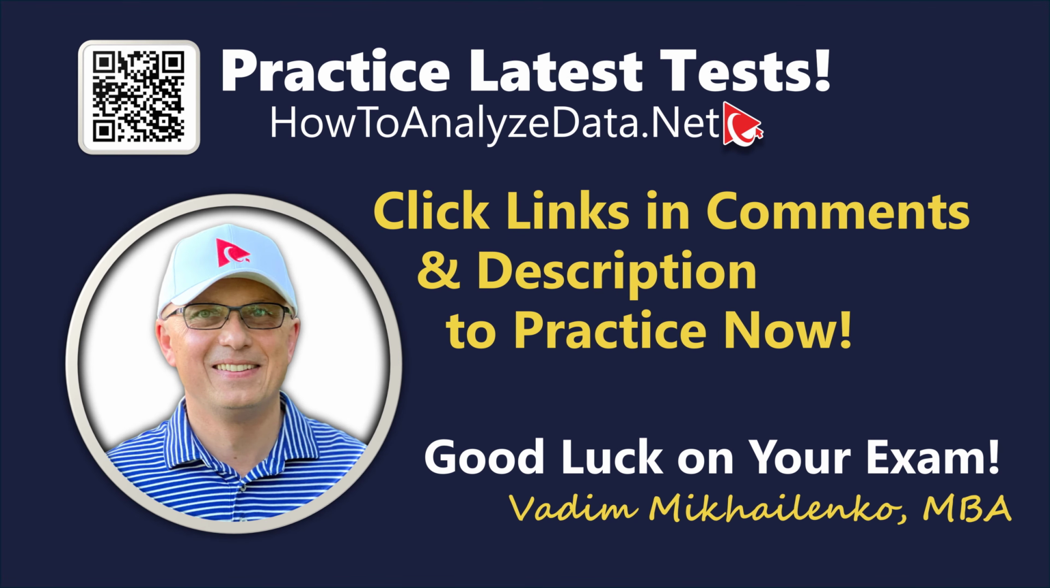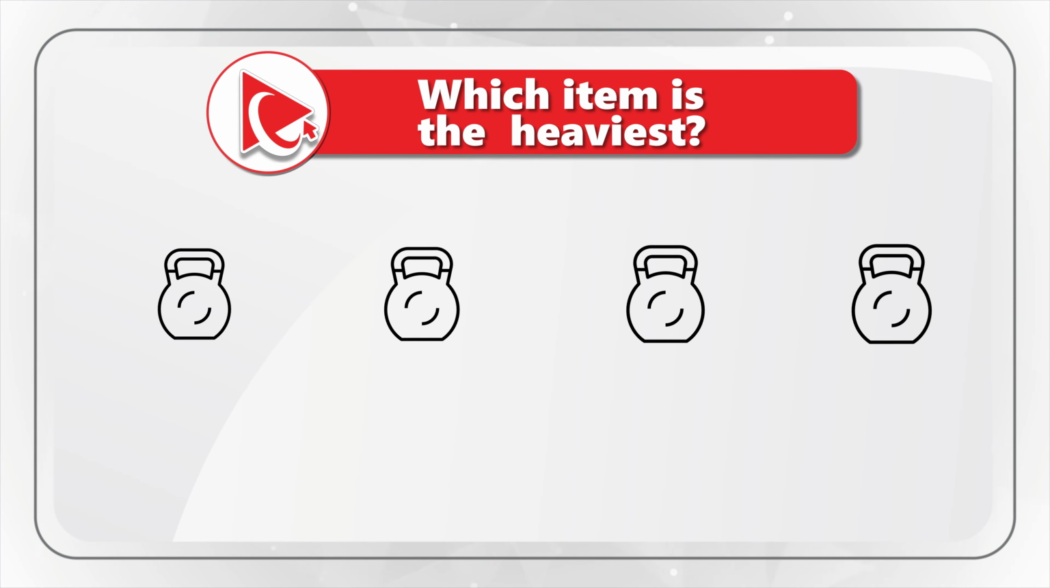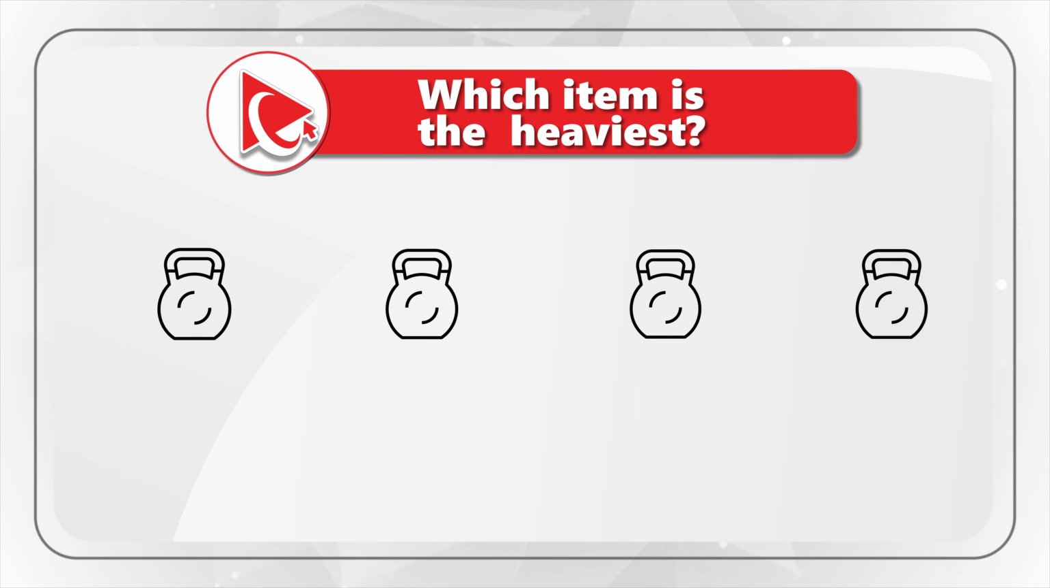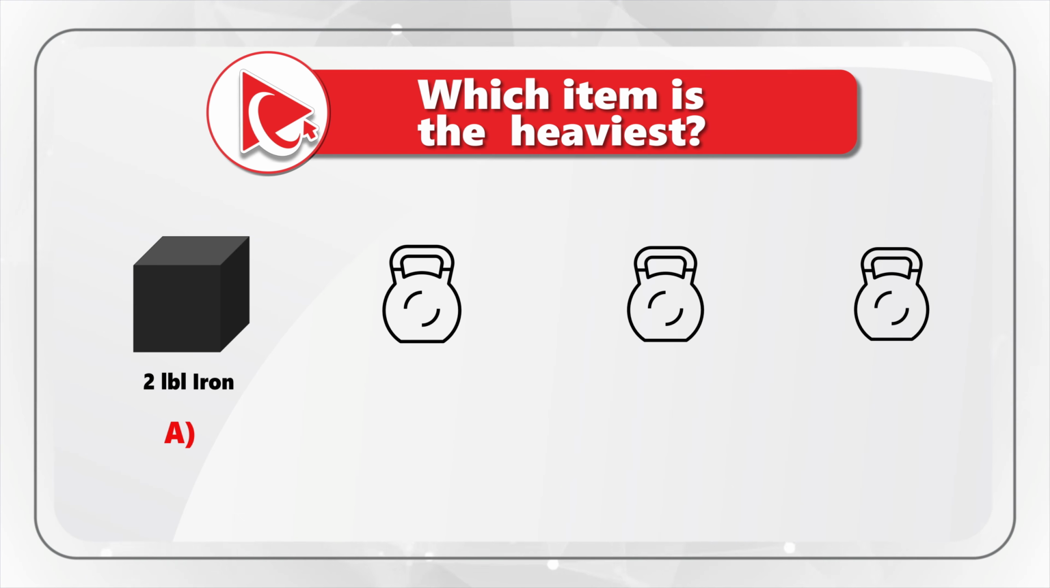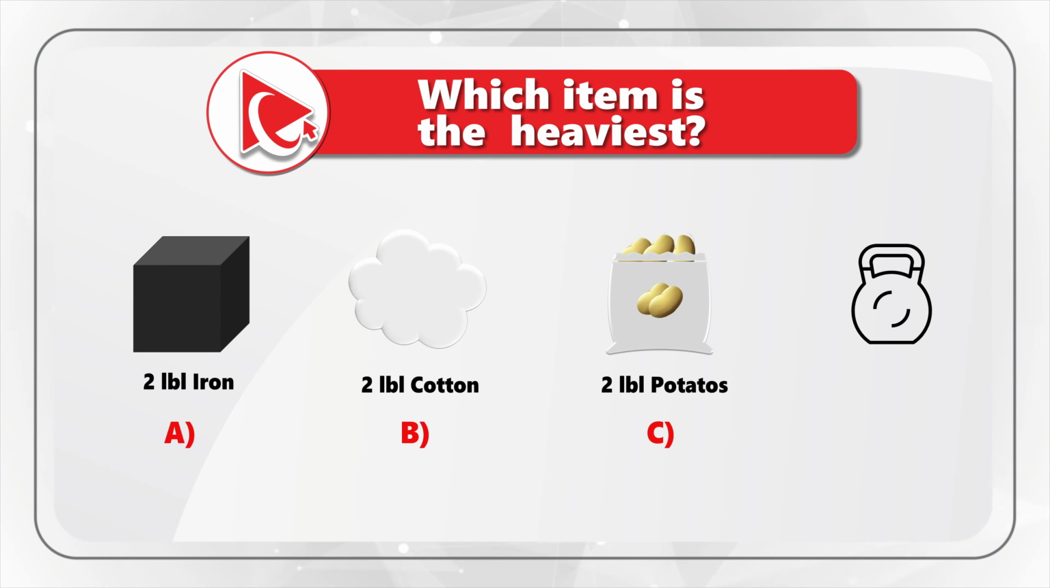Here's an absolutely brilliant and at the same time very tricky question, but I have full confidence that you'll be able to solve it. You need to determine which item is the heaviest. And you're presented with 4 possible choices. Choice A, 2 pounds of iron. Choice B, 2 pounds of cotton. Choice C, 2 pounds of potatoes. And last but not least, choice D, neither one. Take a close look to see if you can come up with the answer.